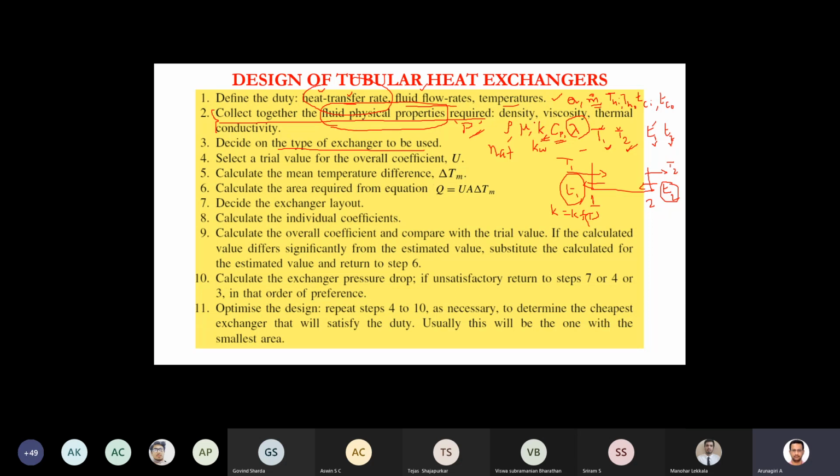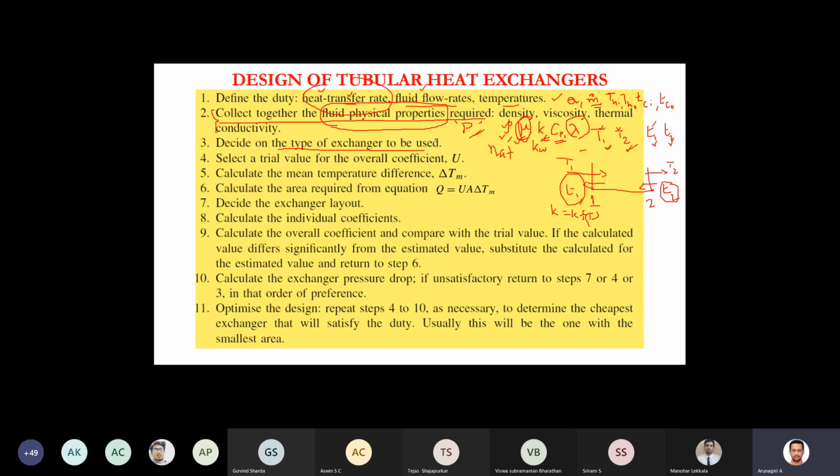Density and viscosity too: sometimes in petrochemical industries, these properties change with respect to temperature. If it is a compressed fluid, all these properties will change with respect to pressure. So we should have proper data. Collecting the physical property data, or taking the data from a reliable source, is very much required. As a chemical engineer, you should know where to refer to get this data.